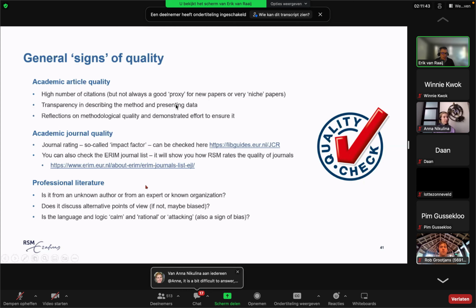Now, you might also recognize it by the way it's being written, the style. It can be very opinionated, and on the other hand, it can be really, what we call, calm and logical, and it has more of an objective feel to it, especially if there are also these alternative points of view. So make sure that you check how certain professional sources are written. Again, no fixed rule. Experience will teach you, but we give a couple of pointers on this page.